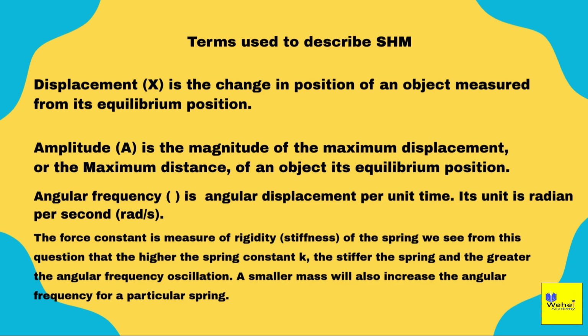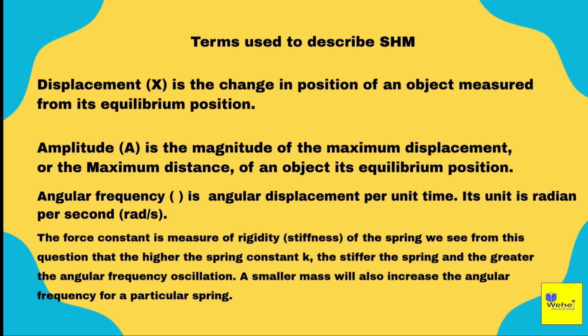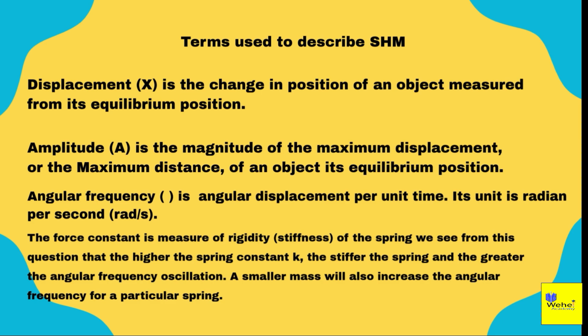Angular frequency, omega, is angular displacement per unit time. Its unit is radian per second, rad/s. The force constant is a measure of the rigidity, or stiffness, of the spring. We see the higher the spring constant k, the stiffer the spring and the greater the angular frequency of oscillation. A smaller mass will also increase the angular frequency for a particular spring.